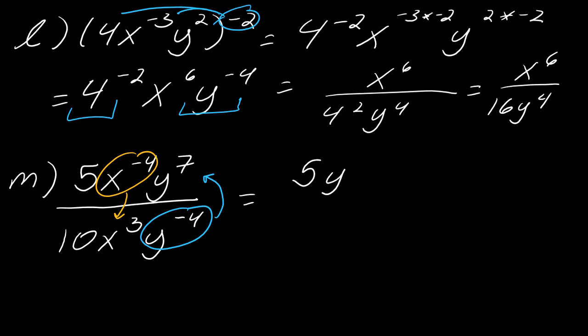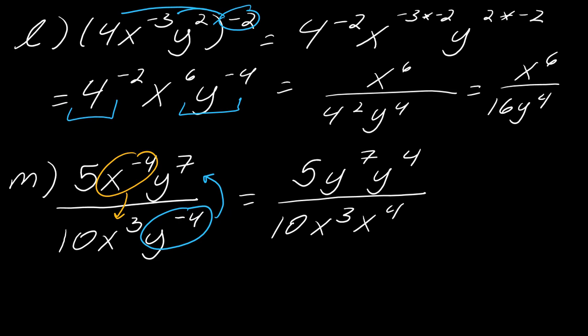So I've got the 5, the y to the 7th, and now I'm going to bring up that y to the 4th. And then I've got 10, x to the 3rd, and I'm going to bring down that x to the 4th. You can see, once you get rid of the negative exponents, it becomes more clear what you need to do. It's not quite so dizzying with all those negatives. This 5 will cancel out with this 10, and the 10 will become a 2. On the top, I can add those exponents. This will be y to the 11th, and the bottom will be 2x to the 7th.